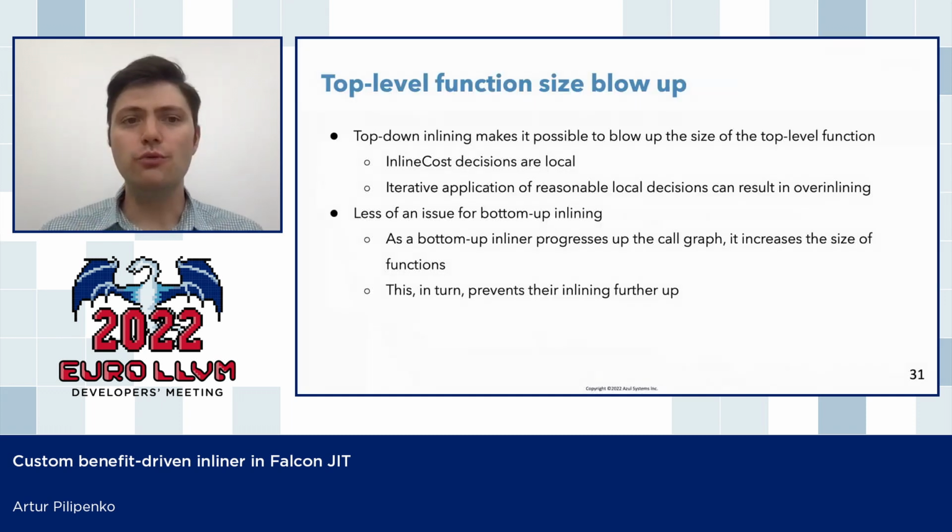The first issue we ran into while doing top-down inlining is that it's possible to blow up the size of the top-level function. And it happens because InlineCost decisions are local. And iterative application of reasonable local decisions can result in over-inlining. Interestingly, it's less of an issue for the bottom-up inliner, because as a bottom-up inliner progresses up the call graph, it inlines into functions, increases their size, and this, in turn, prevents their inlining further up.